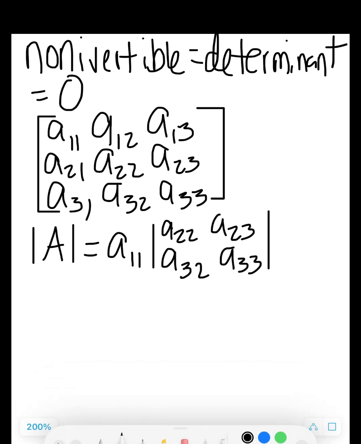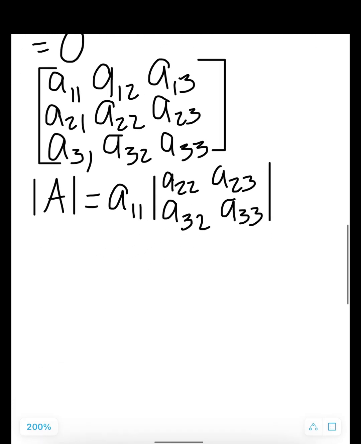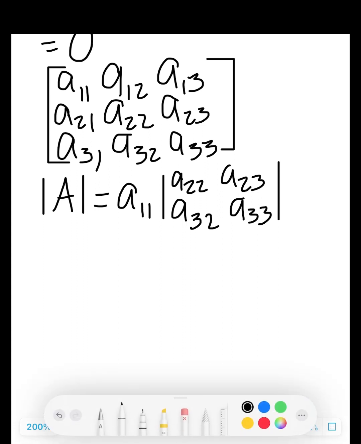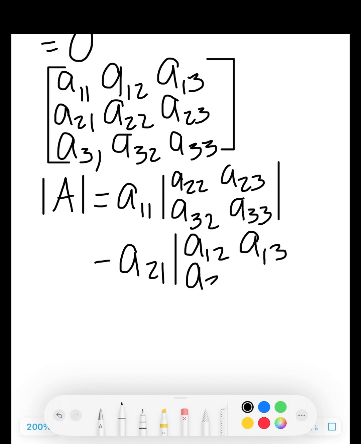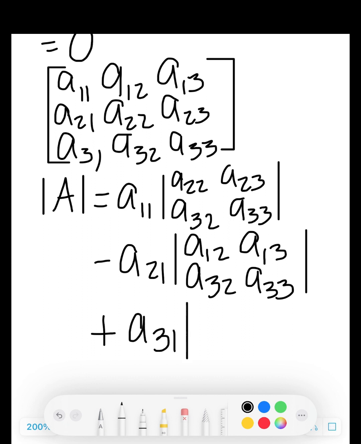Alright, we're going to take that and subtract A21 and we're going to do the determinant of another matrix. Again, we can't use the same row or column. So we're going to take A12, A13, A32, and A33. Then we are going to add that last one in that first column. So A31 times the determinant of our final matrix, A12, A13, A22, A23.